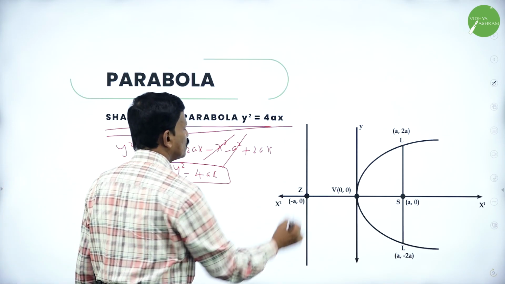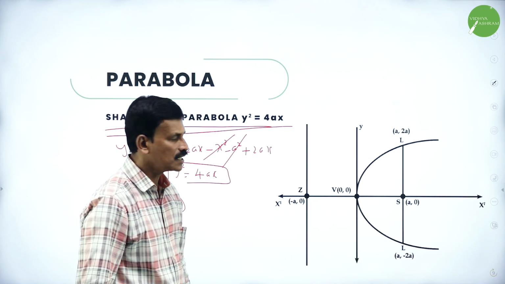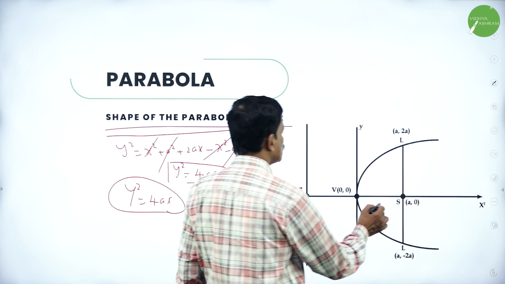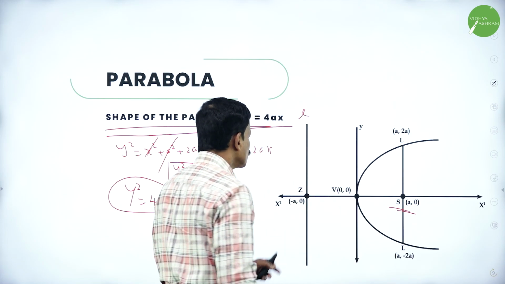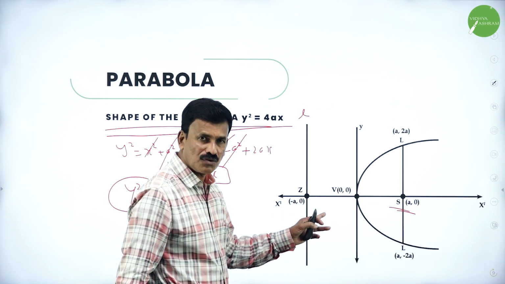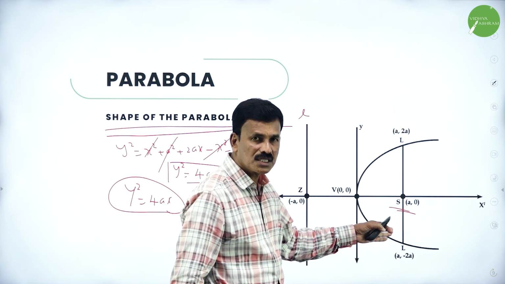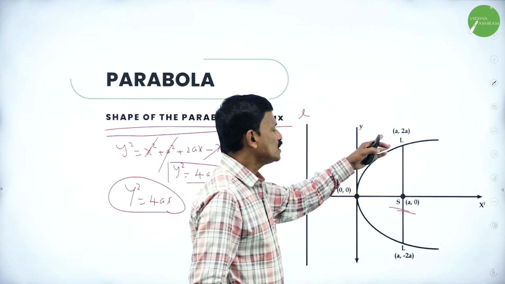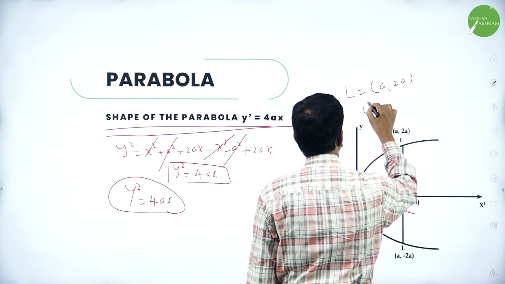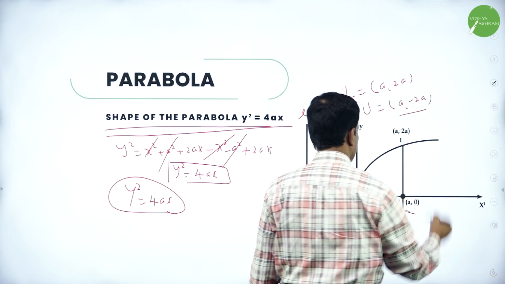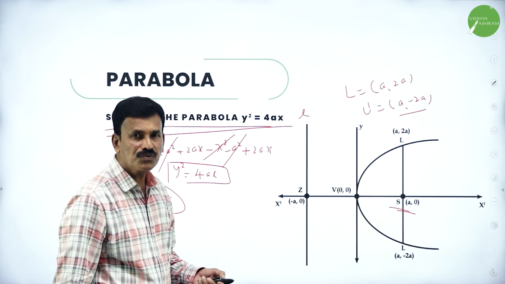Therefore, the shape of the parabola y squared is equal to 4ax is a parabola opening to the right side. Here, S is the focus, (a, 0), and L is the directrix. Then, the coordinates of Z are (minus a, 0), and the vertex V is (0, 0). LL dash is the latus rectum, and the ends of the latus rectum are L equal to (a, 2a) and L dash equal to (a, minus 2a). So, these are the points to be remembered for the parabola y squared is equal to 4ax.